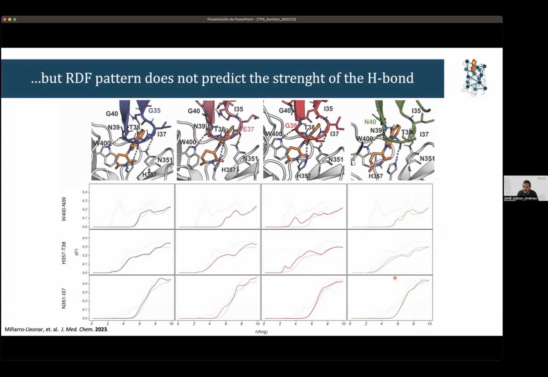So at this stage, we were a bit puzzled, because on one hand, it made sense that preventing the access of water molecules was preventing the rupture of these hydrogen bonds. But on the other side, when we looked at the equilibrium structures of these hydrogen bonds, we were not able to see these differences in water access.